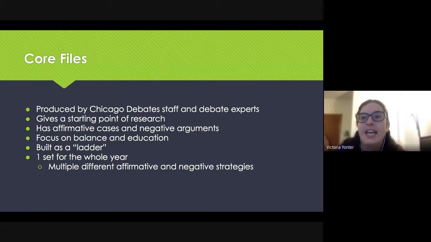That gives, again, everything you need. Every piece of evidence you would need to debate all year is going to be in these core files. You can add to them, but they are the core. And they have a focus on balance and education.